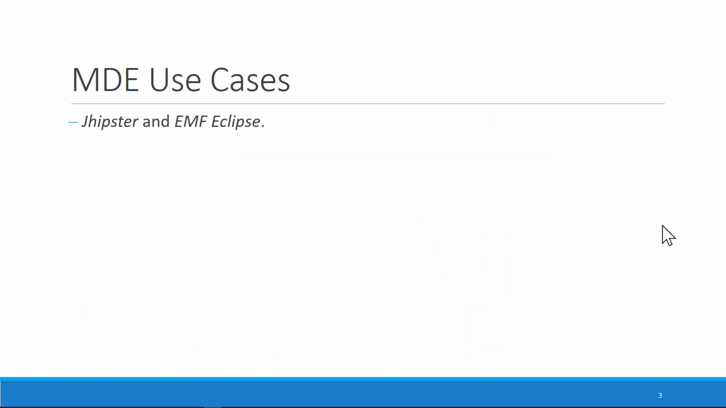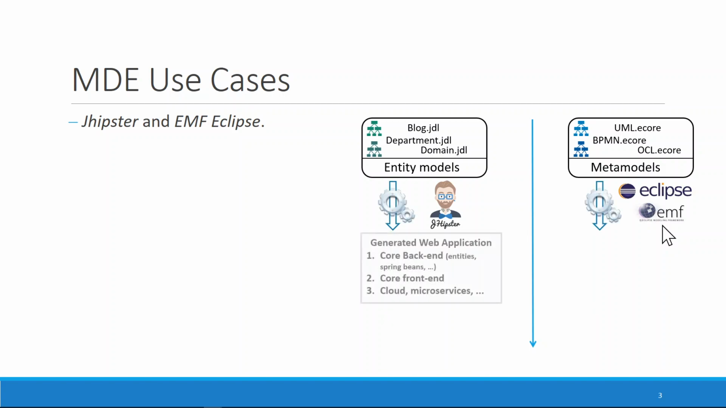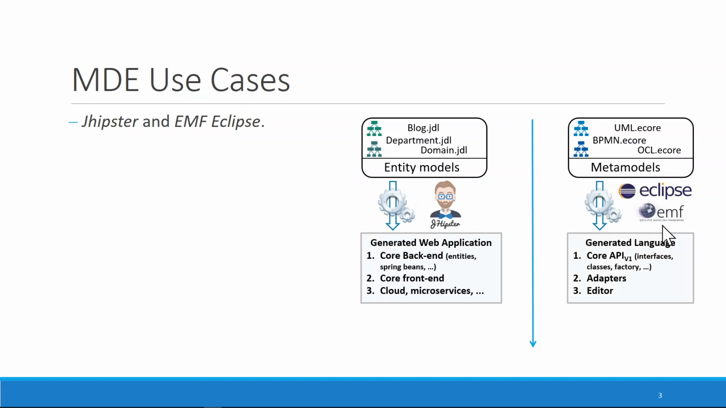And now let's just focus on two scenarios, JHipster and EMF Eclipse, to better illustrate the issues that we are dealing with. At the start, both allow the developer to create an abstract kind of model. So there's the metamodel for EMF Eclipse and entity models for JHipster. And from that, they can generate the first round of code. JHipster will generate modern web applications with backend and frontend, etc. Eclipse will generate a language, an API, adapters, an editor.